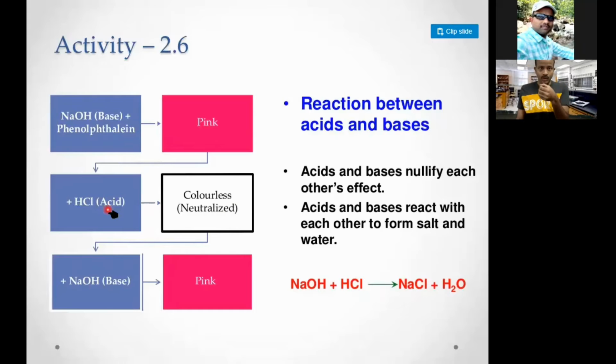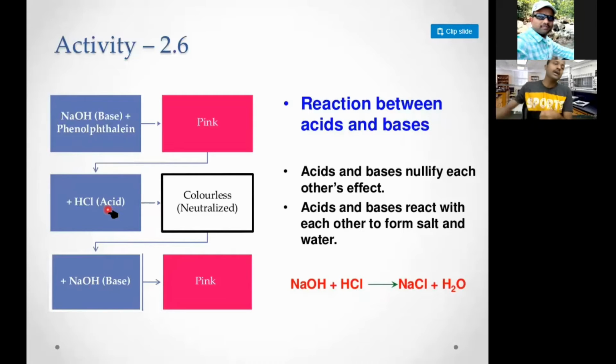We take a test tube with the base NaOH and add the phenolphthalein indicator. When you shake this test tube, the color becomes pink, meaning sodium hydroxide turns phenolphthalein pink. To this same test tube, we add some HCl. This HCl reacts with the NaOH to give salt and water, so the pink color slowly disappears.